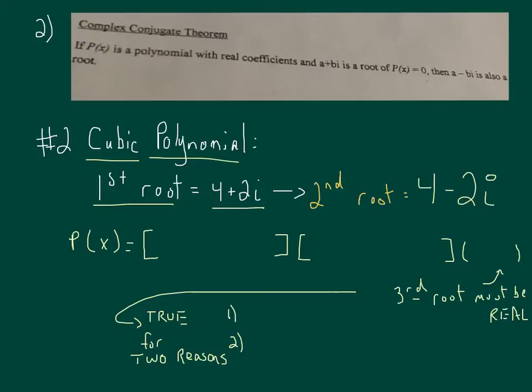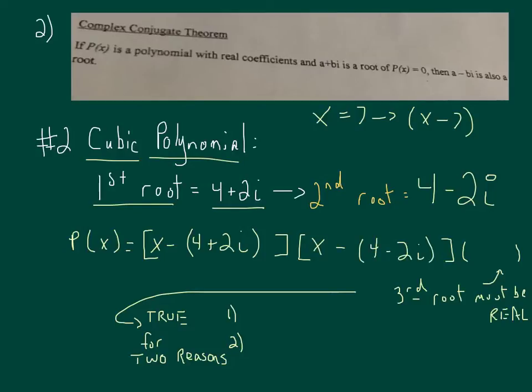If we were to write this out in factored form, it would be the following. It'd be x minus the first root, but remember the first root is a complex root, 4 plus 2i. This is just like, if x equals 7 is a root, then that means x minus 7 is the factor. The second factor would be x minus 4 minus 2i. And then the third factor, since it's a cubic polynomial, would be x minus some root r, whatever r is.